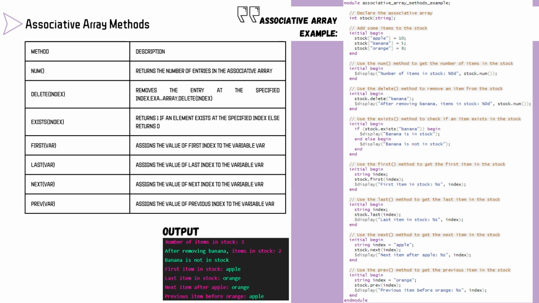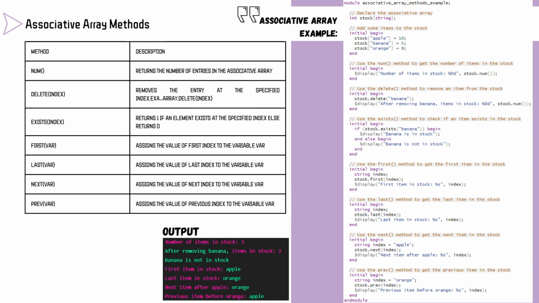Delete, index. This method removes the entry at the specified index. For example, if we want to remove the entry stored at index 3 in the associative array ex_array, we can call ex_array.delete(3).